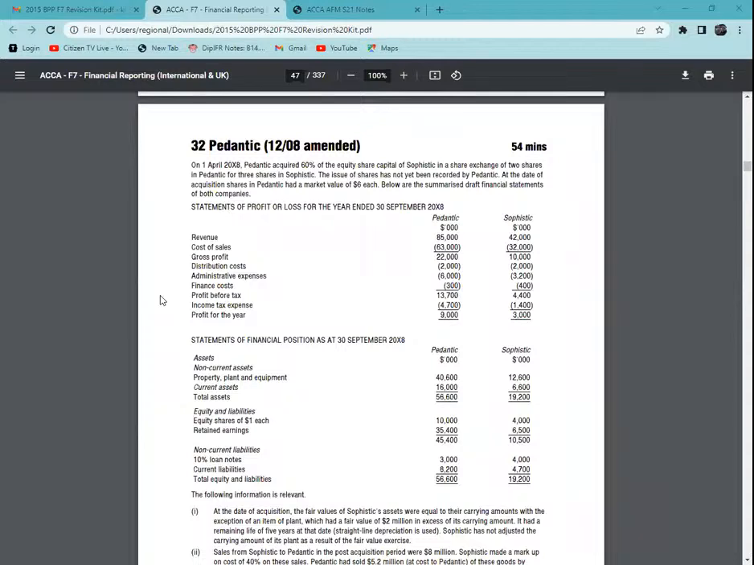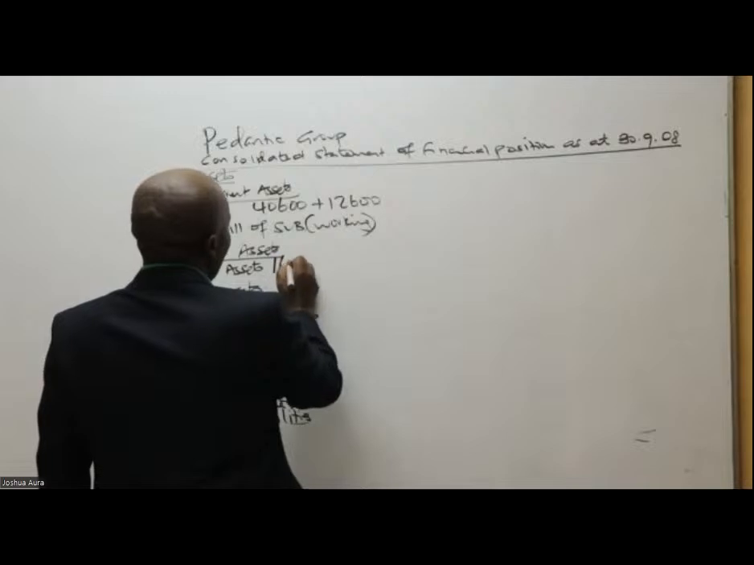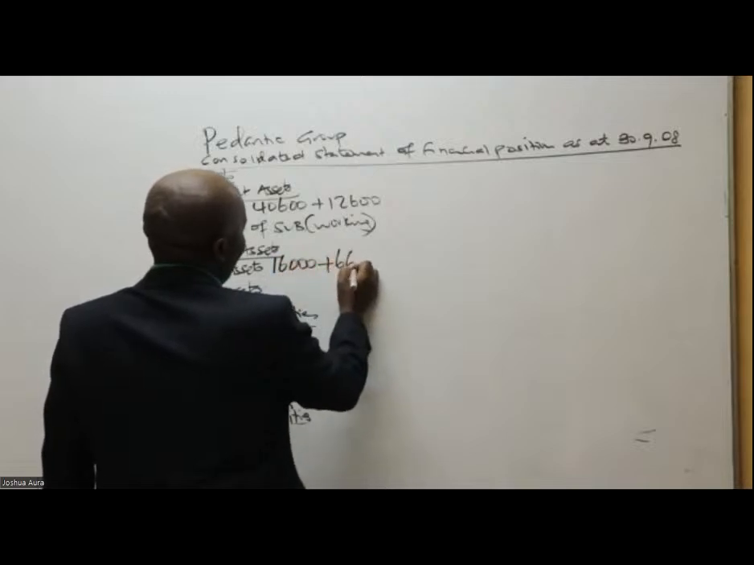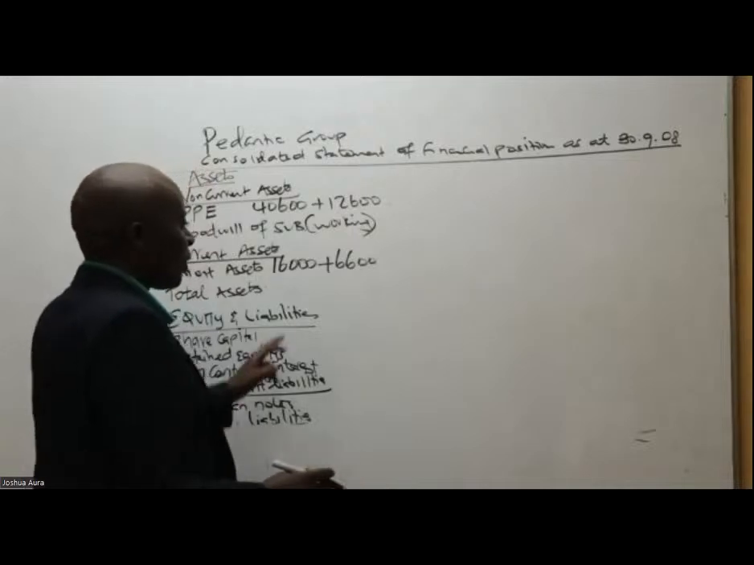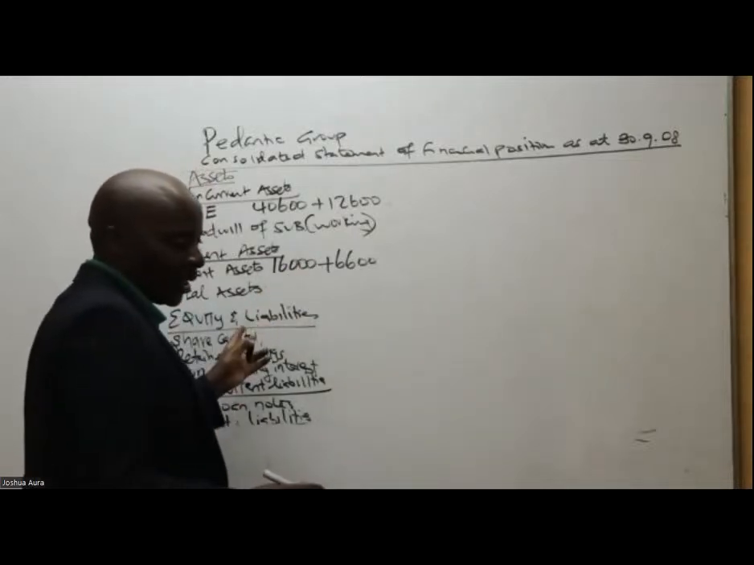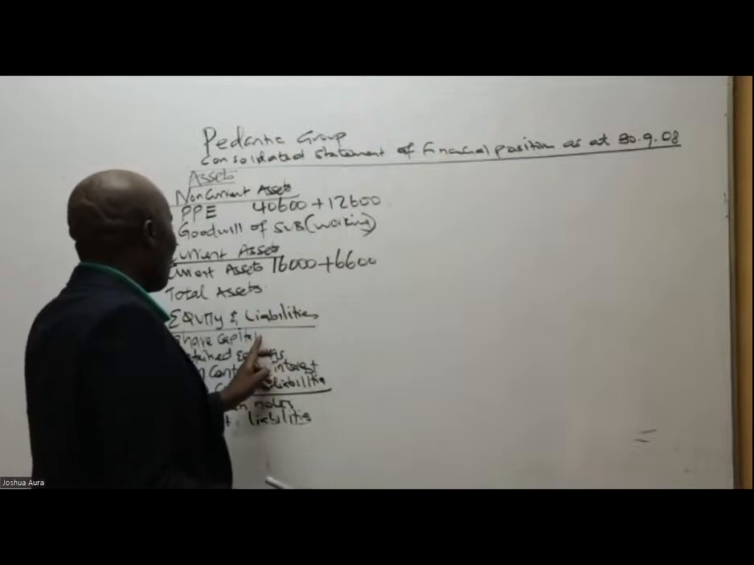Great. So ladies and gentlemen, here we are. So for current assets, I'll take 16,000 plus 6,600. Don't add anything. Don't take your calculator and start giving us figures, because later on I'll be doing adjustments. Total assets, leave that. Go to share capital.